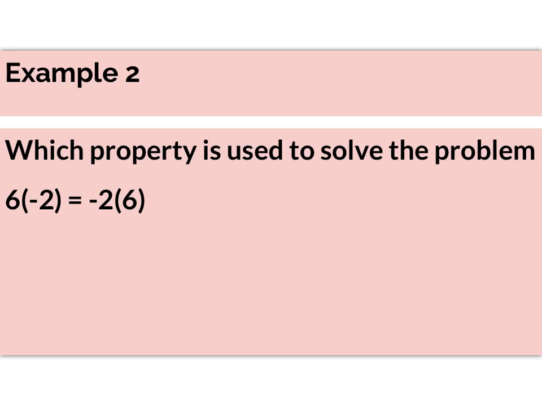Example 2. Okay, here we go. 6 times negative 2 equals negative 2 times 6. What do we have? This is the commutative property again, but of multiplication.